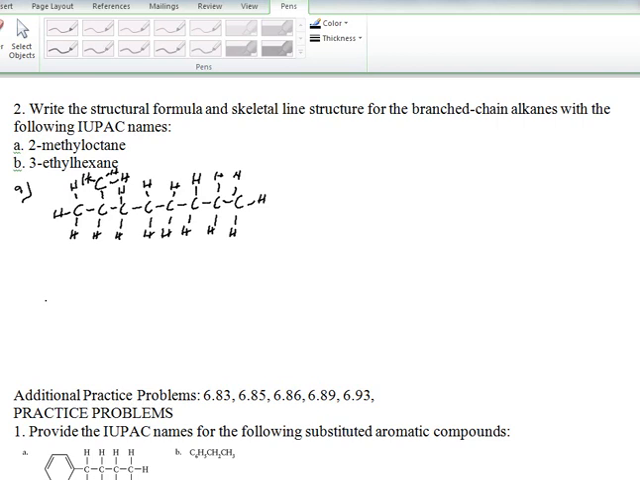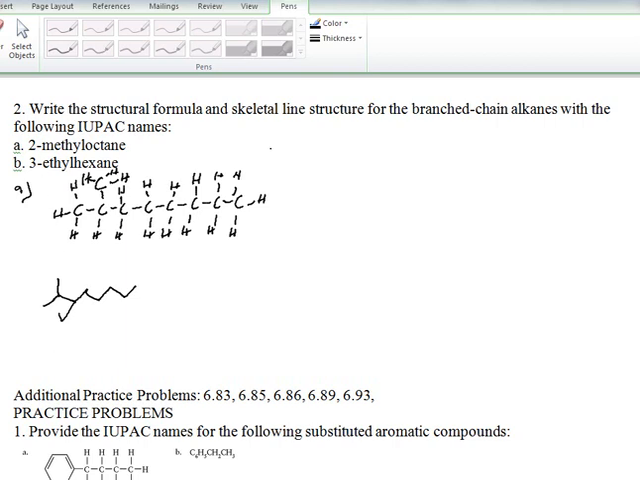Skeletal line structure is much easier. We need an 8-carbon chain, zigzag, 1, 2, 3, 4, 5, 6, 7, 8. We need to put a methyl group on the second carbon. That's just a 1-carbon group. We just draw a bond up like that. Done. This is 2-methyl octane.